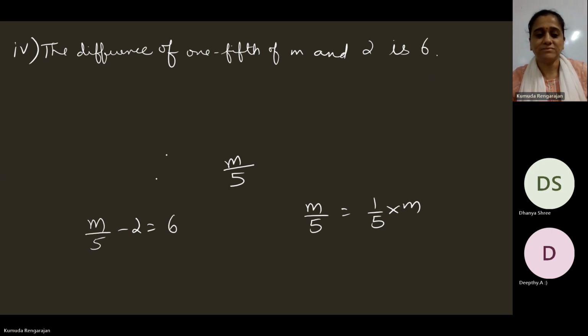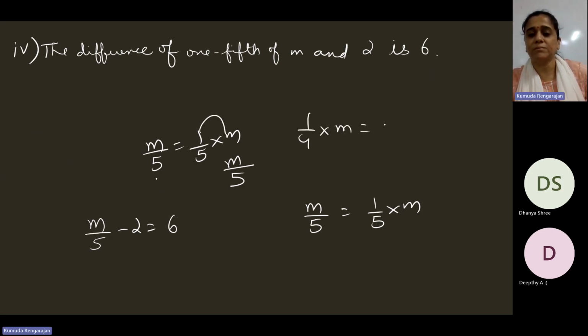What is m by 5? It's nothing but 1 by 5 into m. M by 5. 1 by 4 into m is m by 4. Okay.